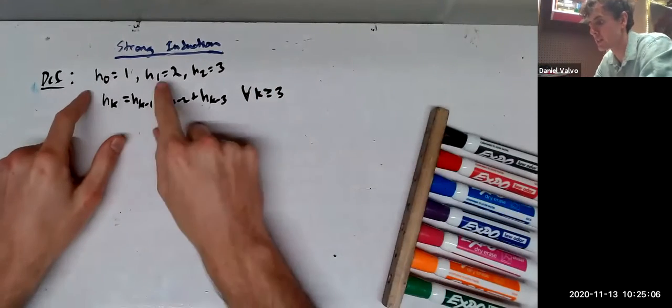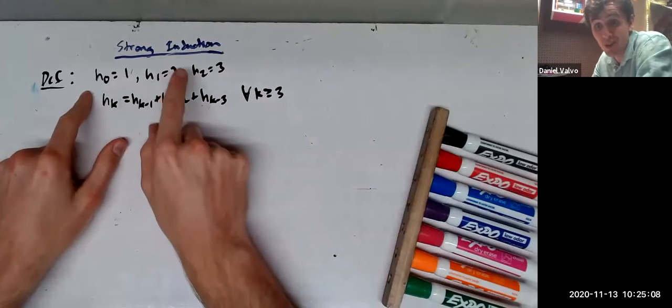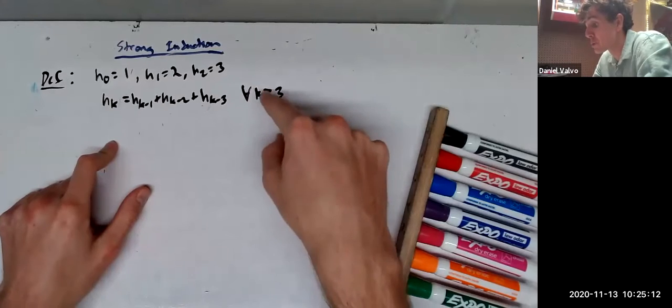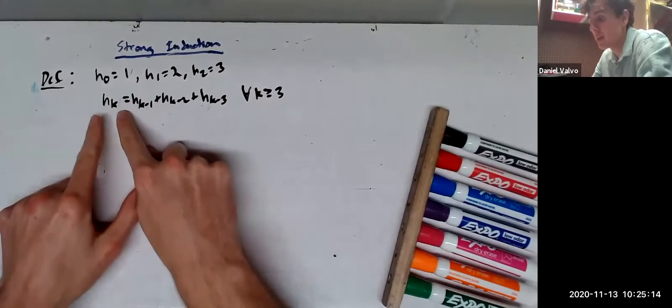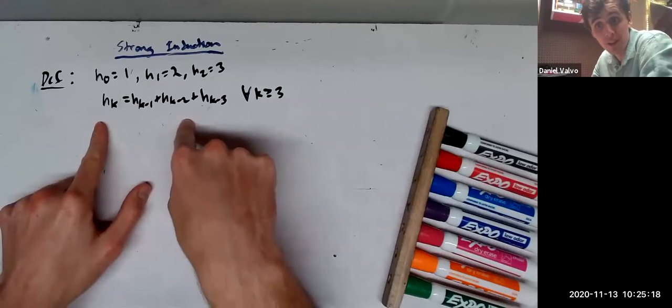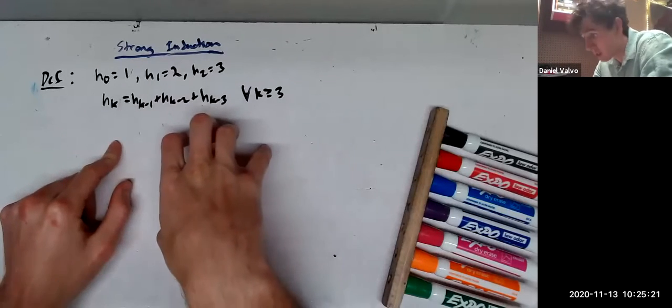So H of 0, H of 1, H of 2 are just initial conditions. They're just defined. But once the index is bigger than or equal to 3, we can discover what the sequence is based on this recursive formula. So this is a recursively defined sequence right here.